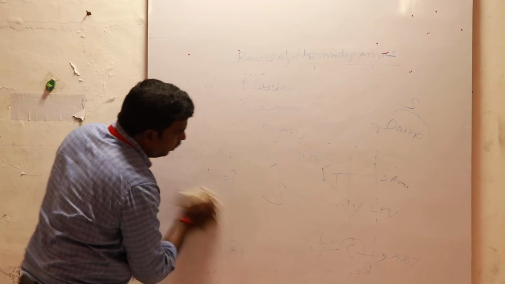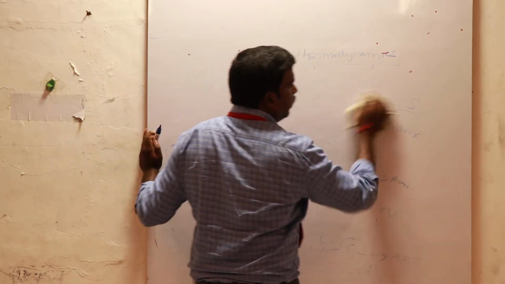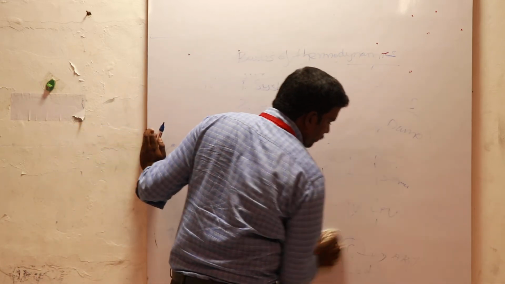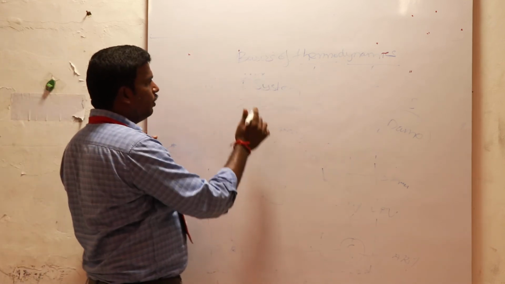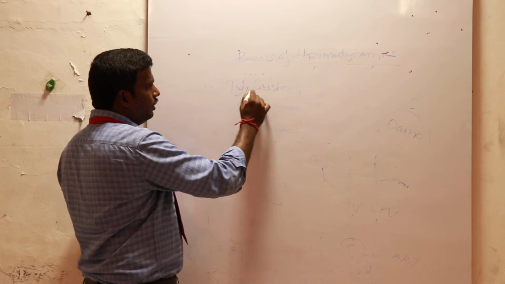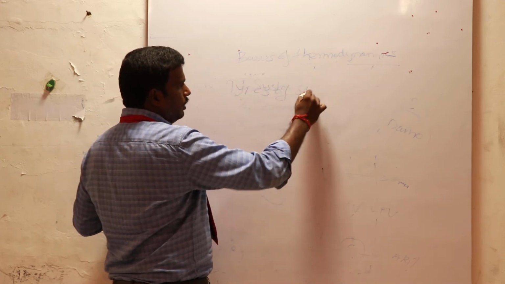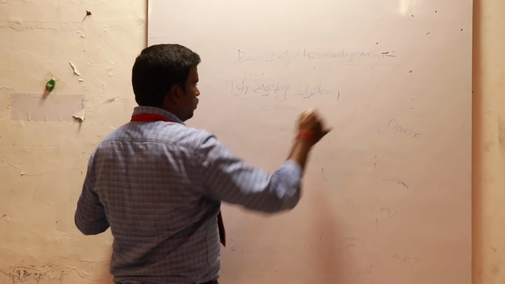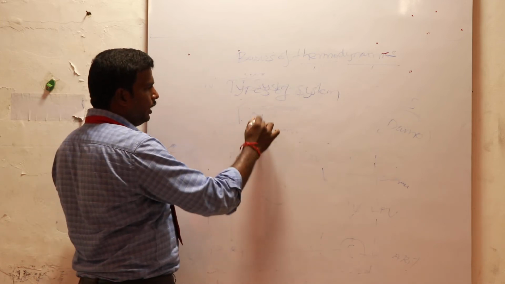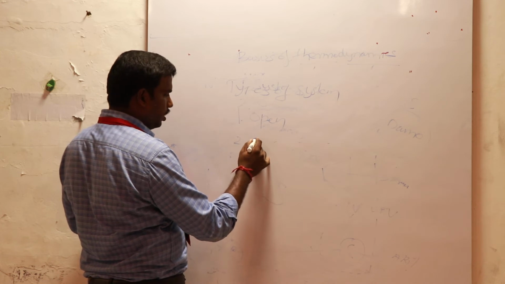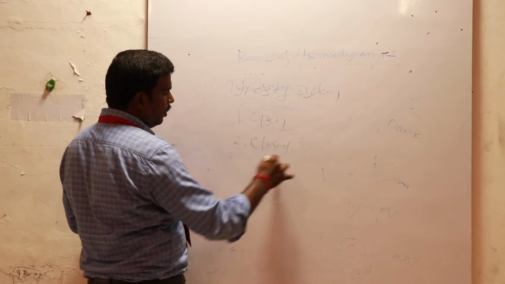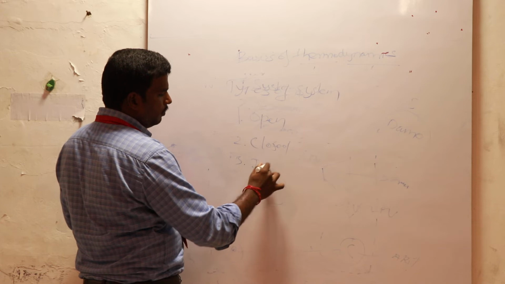So now we are going to study different types of systems. First we have seen what is a system, surroundings, and boundary. Now, what are the types of systems? A system is basically classified into three types: an open system, a closed system, and an isolated system.